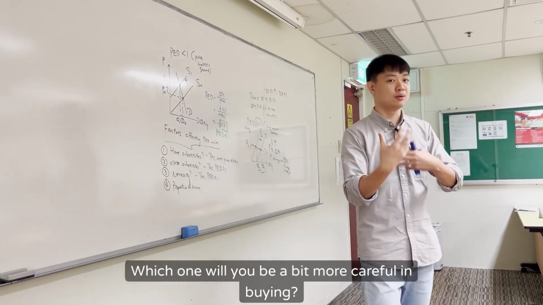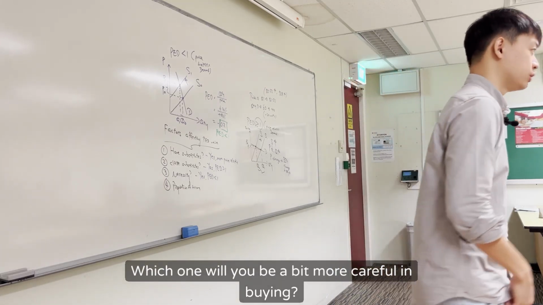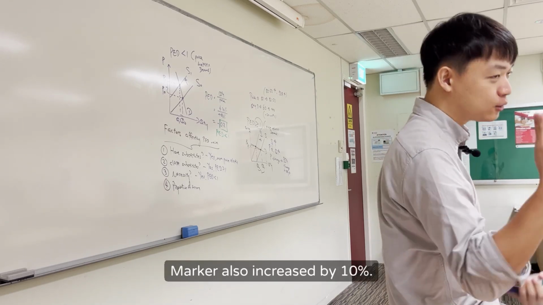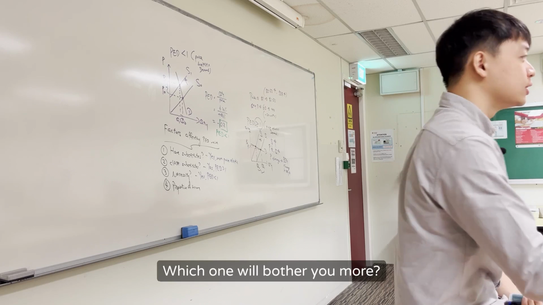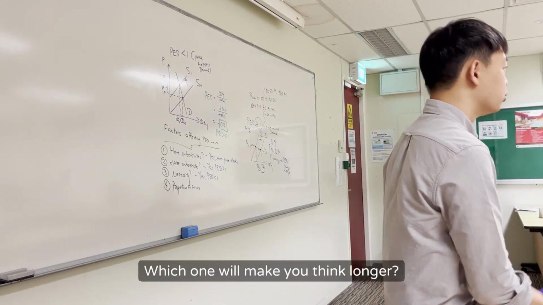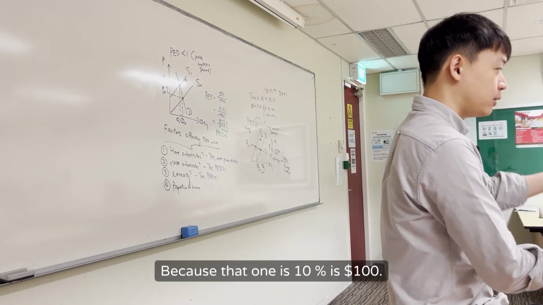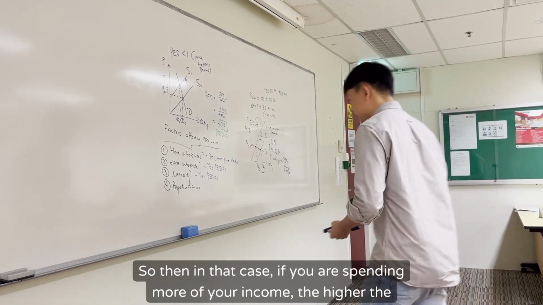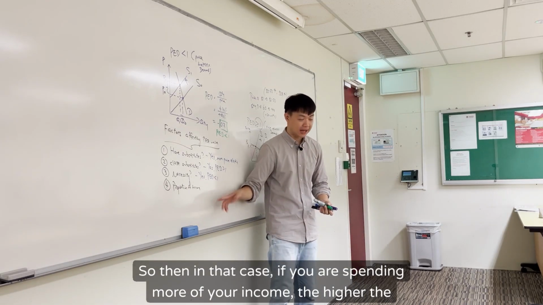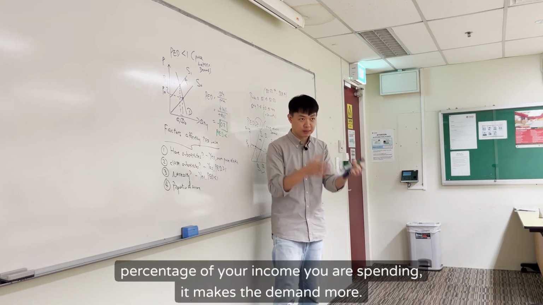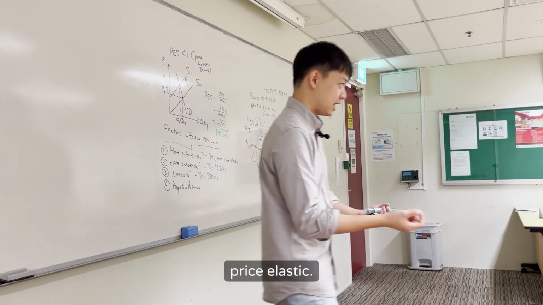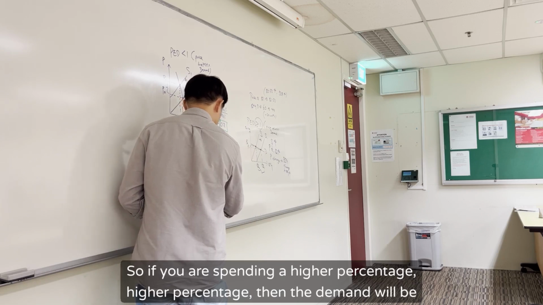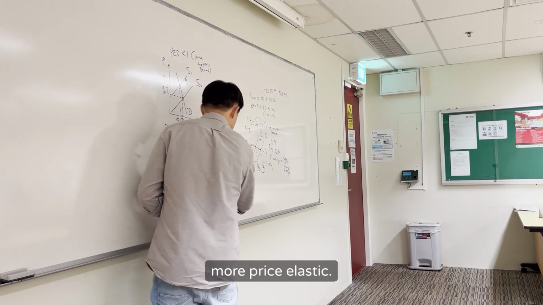Both increase the price by 10%. Which one will you be a bit more careful in buying? The sofa also increased by 10% in price, and the marker also increased by 10%. Which one will bother you more? Which one will make you think longer? Because 10% of the sofa is $100, while 10% of the marker is just 10 cents. You don't really care. So in that case, the higher the percentage of your income you are spending, the more price elastic the demand. So if you are spending a higher percentage, then the demand will be more price elastic.